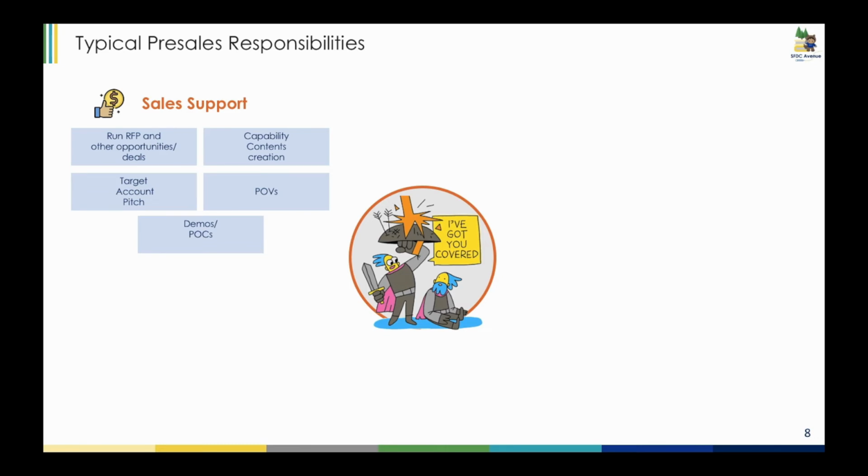If they have created a target account, we need to create a pitch for that so that they can take that pitch to the identified account. Then we need to help them by creating point of view decks. Then we need to help them by creating demos or proofs of concept and so on and so forth. This is not the exhaustive list of all the things that we need to do as a pre-sales consultant, but I have just mentioned it to give you a flavor of what needs to be done while supporting sales.